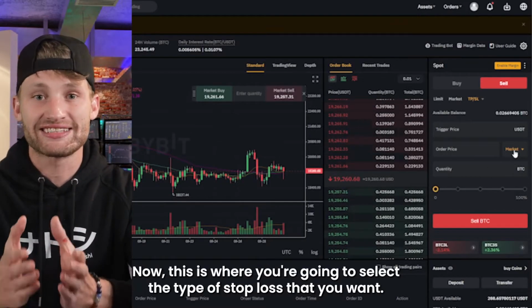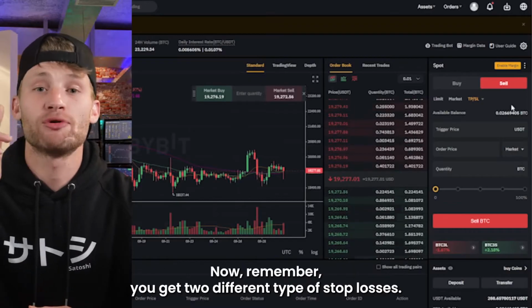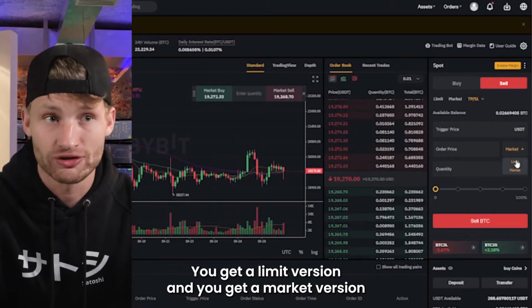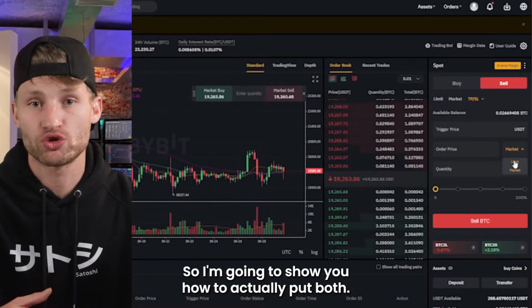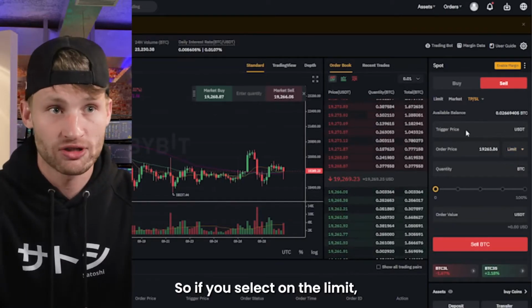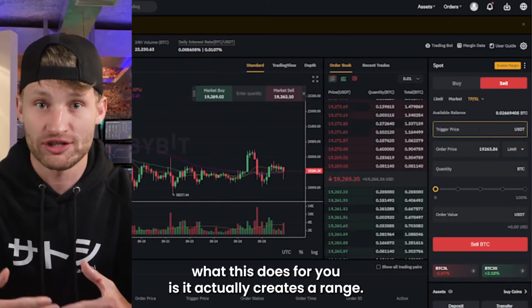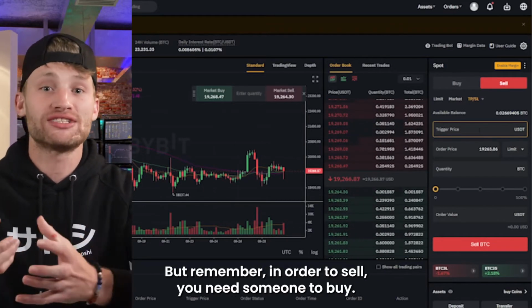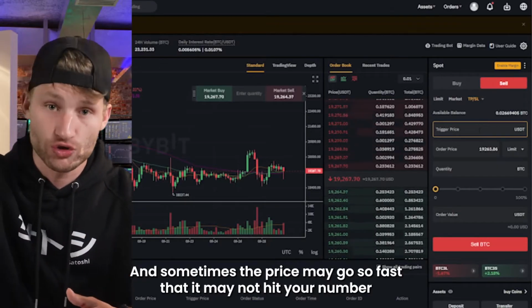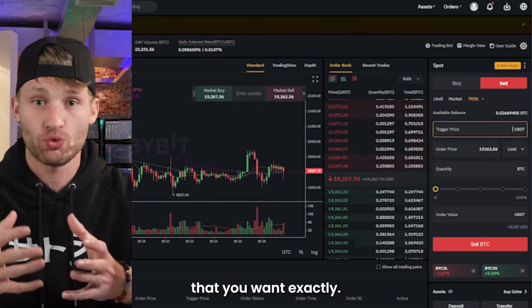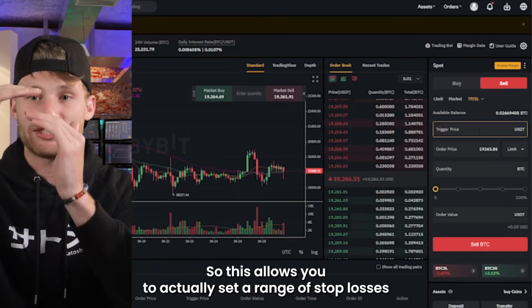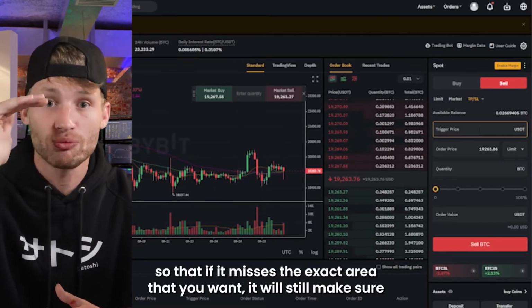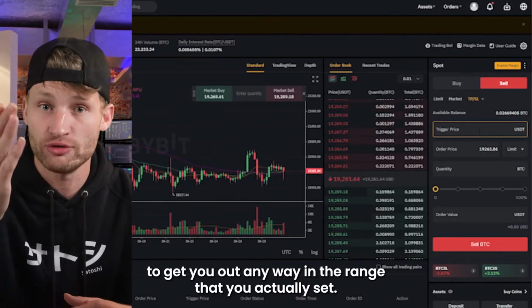Now, this is where you're going to select the type of stop loss that you want. Remember, you get two different types of stop losses. You get a limit version and you get a market version, and you can see the two over here. So I'm going to show you how to put in both. If you select the limit, what this does for you is it creates a range. You're trying to put an exact price that you want to sell at. But remember, in order to sell, you need someone to buy. And sometimes the price may go so fast that it may not hit your exact number. So this allows you to set a range of stop losses so that if it misses the exact area that you want, it will still make sure it gets you out anywhere in the range that you've set.